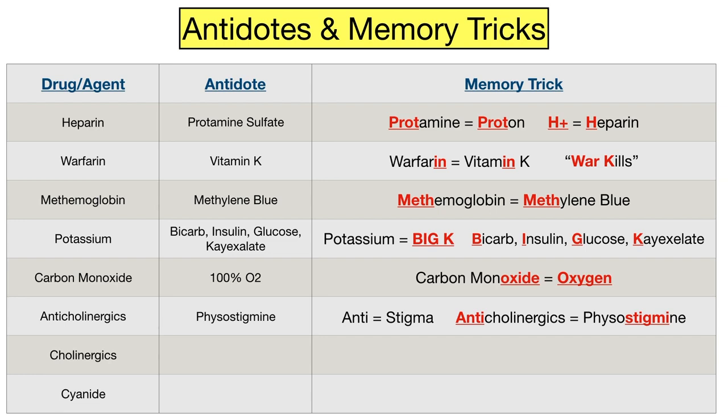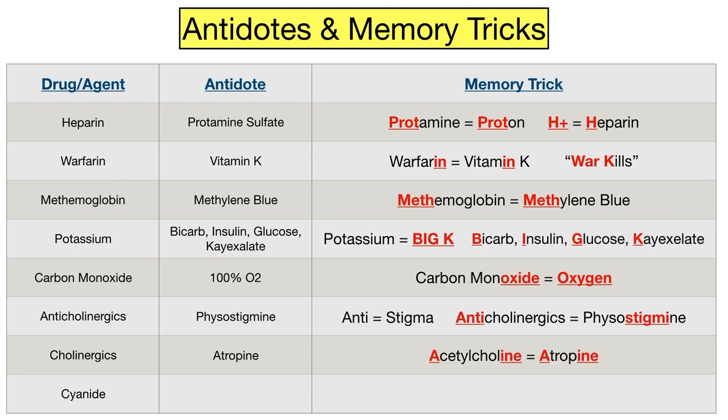Cholinergic agents mimic or enhance the effects of acetylcholine, which will stimulate the parasympathetic nervous system. Do you know the antidote for cholinergic toxicity or overdose? It's atropine, which inhibits acetylcholine receptors. The memory trick is an easy one.